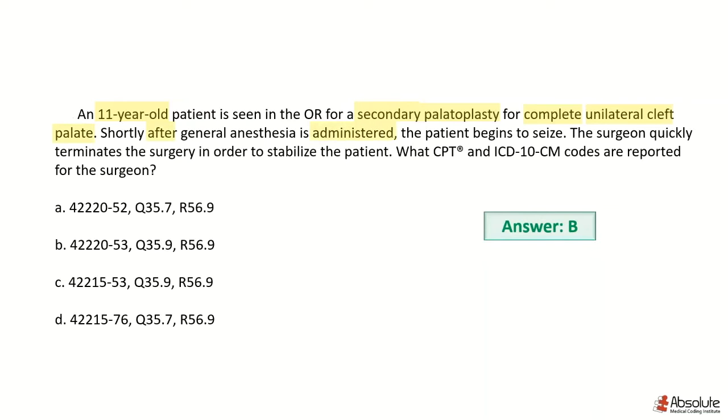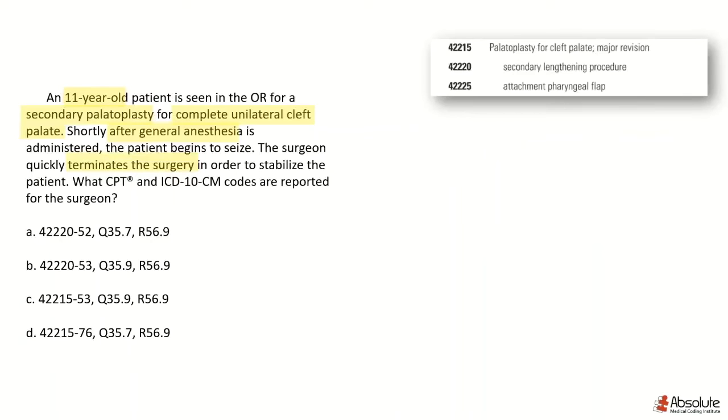Okay, after this general anesthesia was administered, this patient began to seize, so the surgeon had to quickly terminate this surgery. All right, we have this palatoplasty for cleft palate. All right, this is for a major revision. But what we're going for is a secondary procedure. So 42215 can be eliminated, and already C and D, they're off the table. And most of you did that. That was not the sticking point for you. It was indeed that modifier.